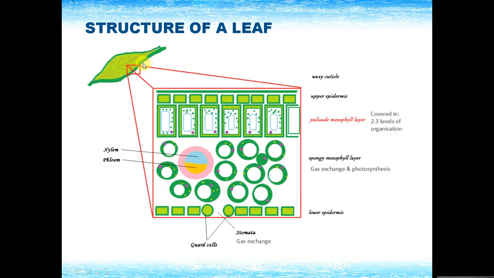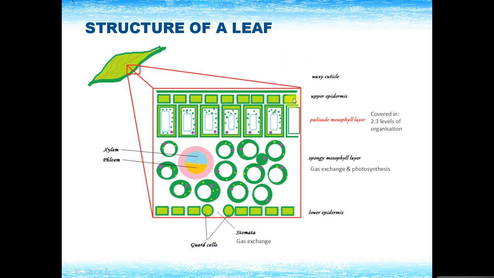Now, I'm just going to really quickly cover the structure of a leaf. For the core curriculum, you just need to know how to identify the structures in a transverse section of a leaf. But for those of you taking the extended curriculum, you need to understand the adaptations of the leaf and its structures in order to maximize the efficiency of photosynthesis.